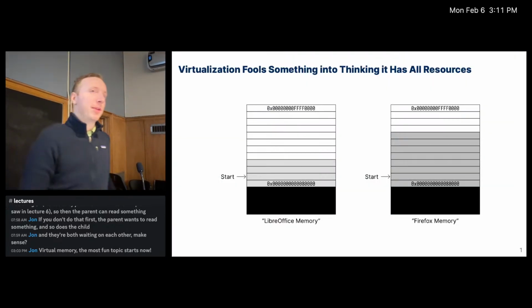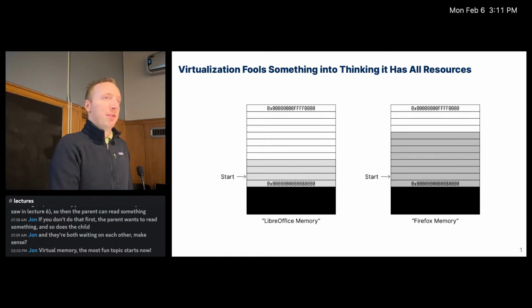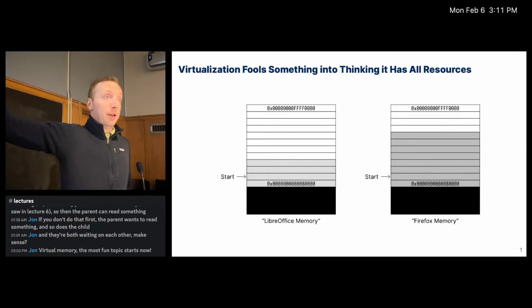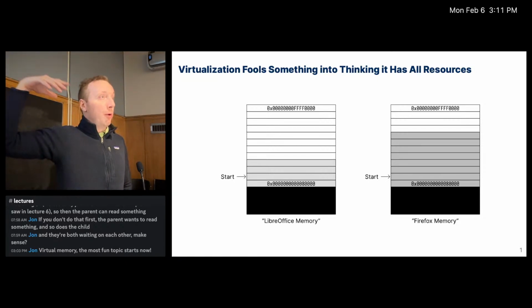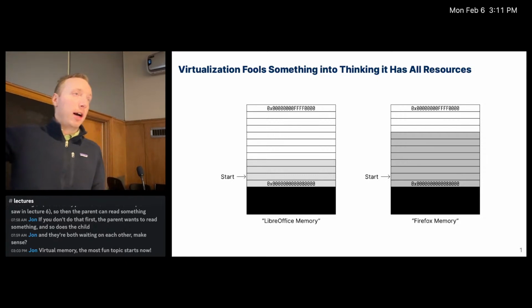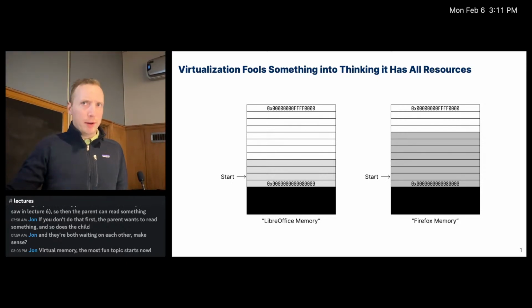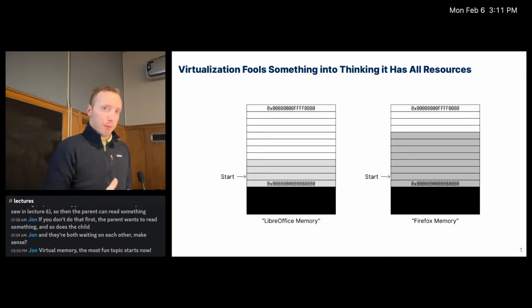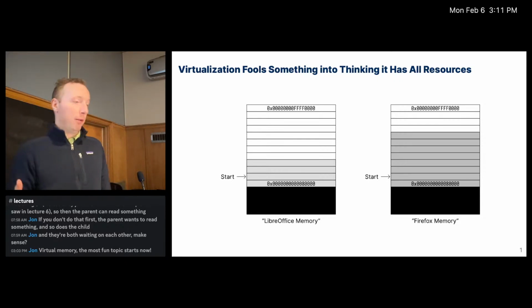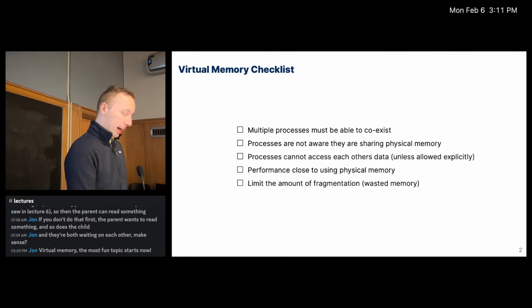So remember what virtualization was: it was simply fooling something into thinking it has all the resources. Now we know that these would be two different processes, LibreOffice on the left, Firefox on the right. They'd both be different processes. They would have access to an independent view of memory. They both think they have all of the memory, but they're sharing some physical memory, and really they don't have access to everything. Something is doing some management of the actual physical memory, which we'll get into today.